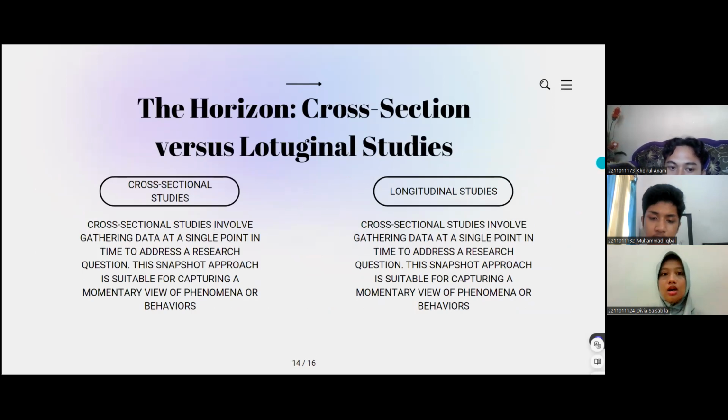So next about the time horizon, it discusses cross-sectional versus longitudinal studies. Cross-sectional studies involve gathering data at a single point in time to address a research question. This snapshot approach is suitable for capturing a momentary view of phenomena or behaviors.